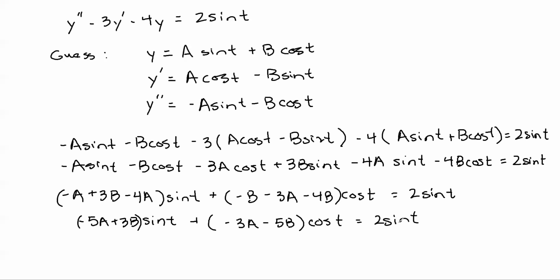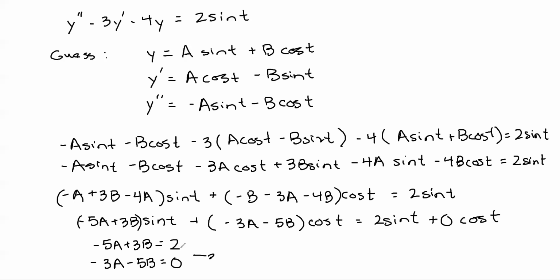And then what you can do here is, we don't have any cosines, but what that means is you could put just a plus 0 cosine t over here. And then you can set the coefficients equal. So the coefficient of sine needs to be the coefficient of sine. The coefficient of cosine needs to be the coefficient of cosine. So we get minus 5a plus 3b equals 2, minus 3a minus 5b equals 0.